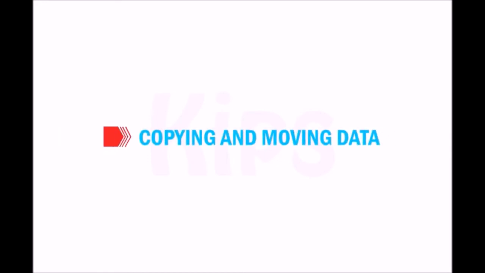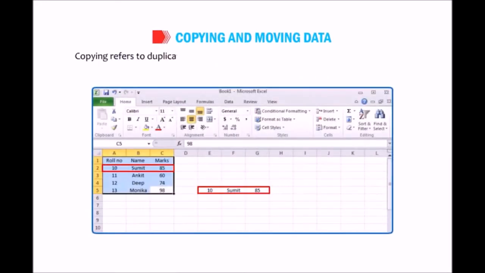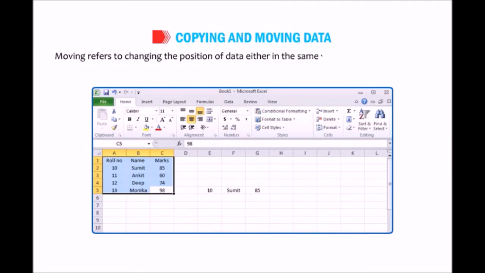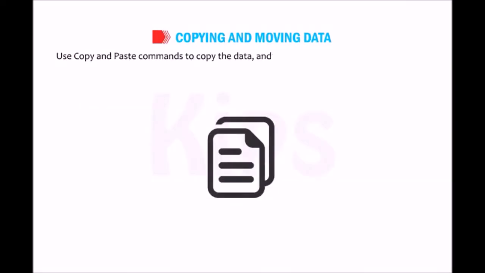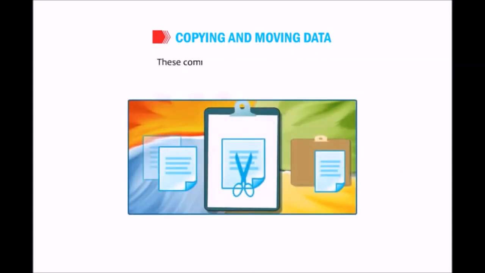Let me explain to you how to copy and move data. Copying refers to duplicating data, that is text, numbers, formulae, either in the same worksheet or in a different worksheet. Moving refers to changing the position of data, either in the same worksheet or in a different worksheet. Use copy and paste commands to copy the data and use cut and paste commands to move the data. These commands use Windows Clipboard.